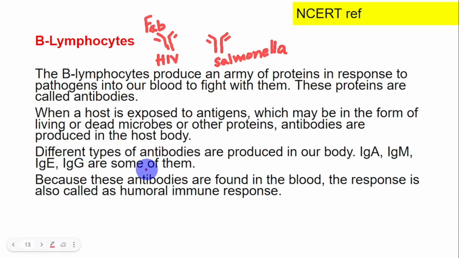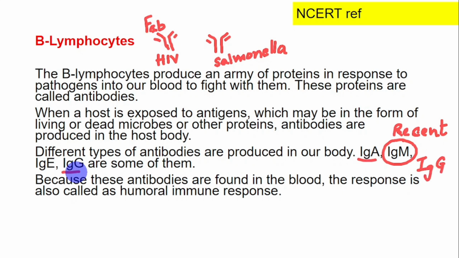Then different types of antibodies are IgA, IgM, IgE, and IgG. So IgM is produced in the beginning. If you see IgM antibodies against any pathogen, that is indicative of a recent infection. And then slowly IgM is replaced by IgG. In body fluids, IgA is secreted. It is also called secretory antibody.